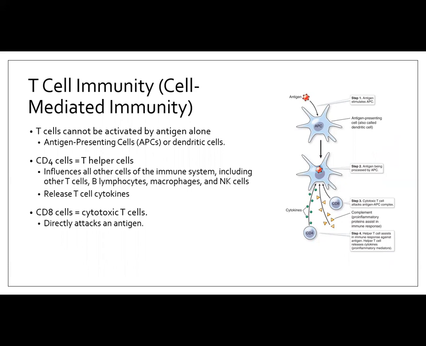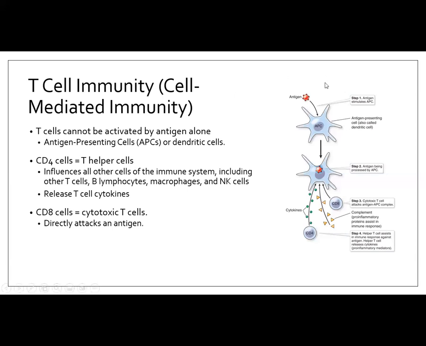CD4 cells are your helper cells. They influence all other cells of the immune system, including other T cells, B lymphocytes, macrophages, and your natural killer cells, and they release T cell cytokines. So these CD4 cells, or your T helper cells, are the ones that are influencing everything else in the immune system. If we have a disorder such as HIV that attacks this, then we're essentially attacking all these other immune system responses. You've got your CD8 cells, which are your cytotoxic T cells, which directly attack an antigen.